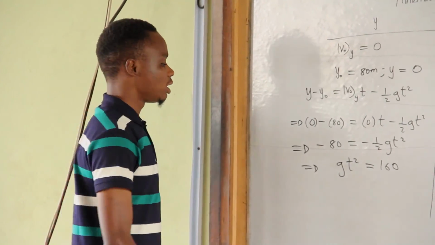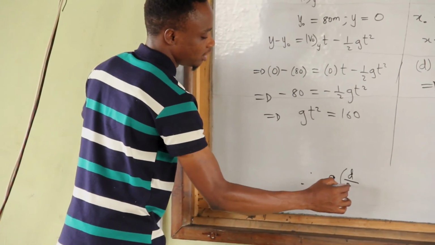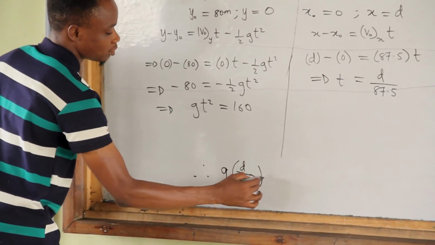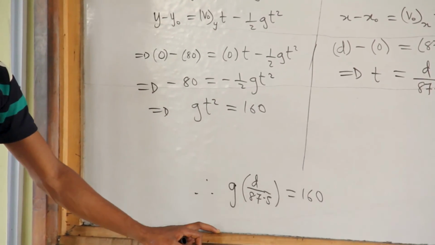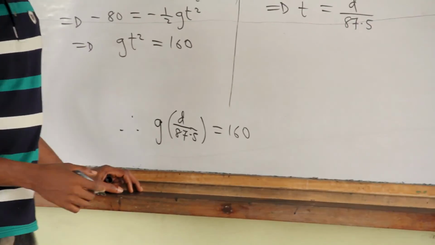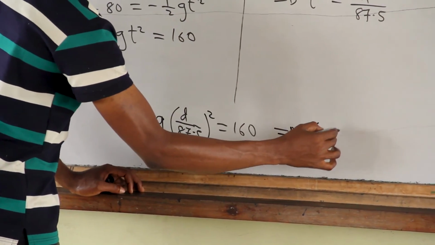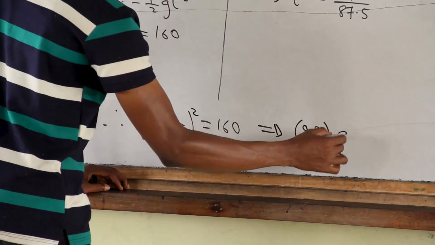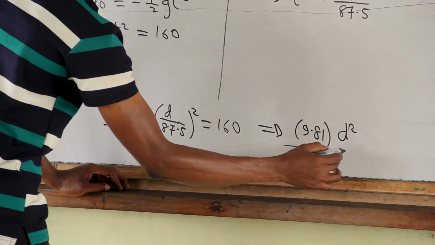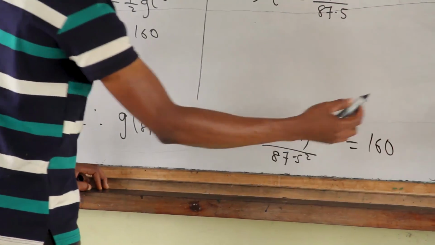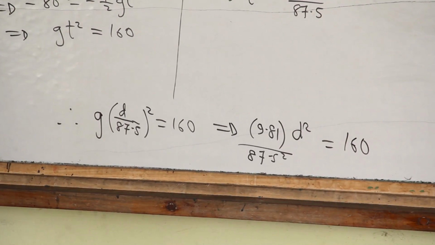Therefore, I will have g multiplied by t, which is d over 87.5, squared, equal to 160. G is acceleration due to gravity, which is 9.81. This is going to give me 9.81 multiplied by d squared divided by 87.5 squared equal to 160. So you can solve for d using that equation. Yeah, we're done. So that's going to be your final answer.